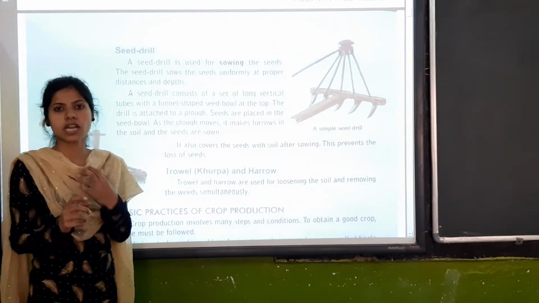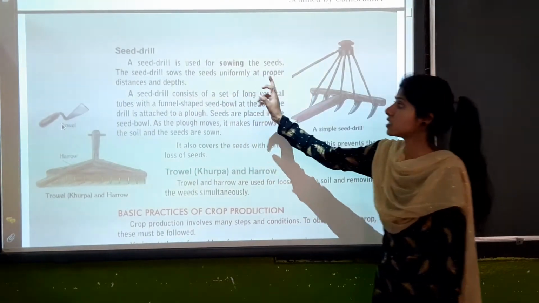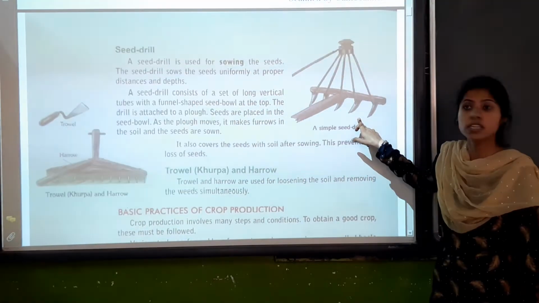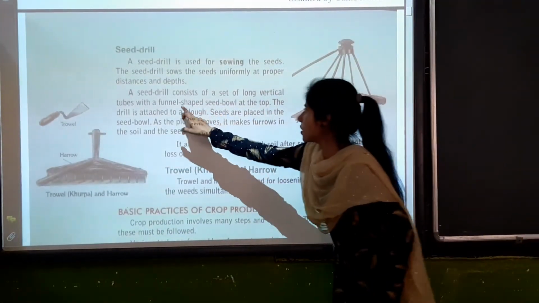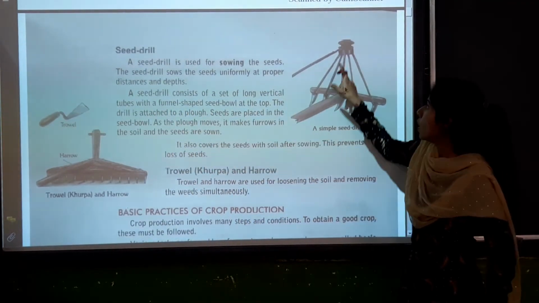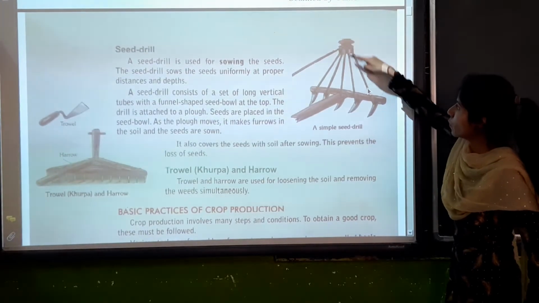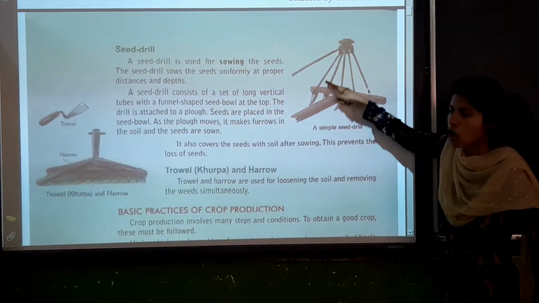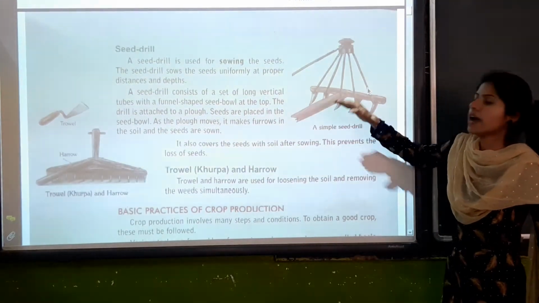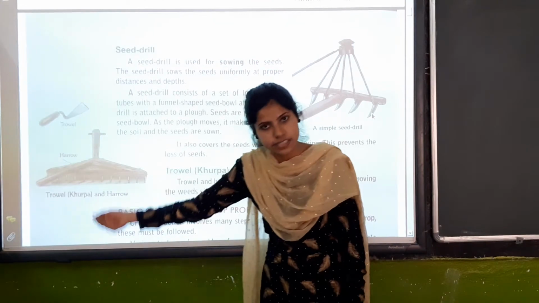whenever we start agriculture, we have to sow the seeds in the ground. So the seeds will be sown with the help of a seed drill. A seed drill consists of a set of long vertical tubes with a funnel-shaped seed bowl. You can see this structure. We can put the seeds here. Then one by one, the seeds go through these long tube funnels to the ground, and with the help of these pipes, we can put the seeds at the proper distance.